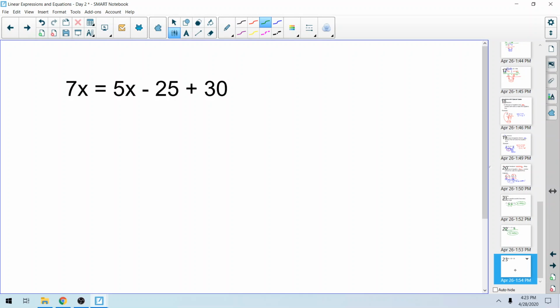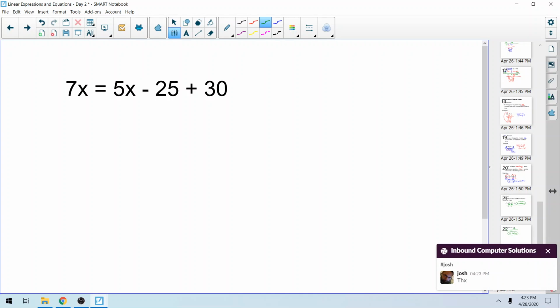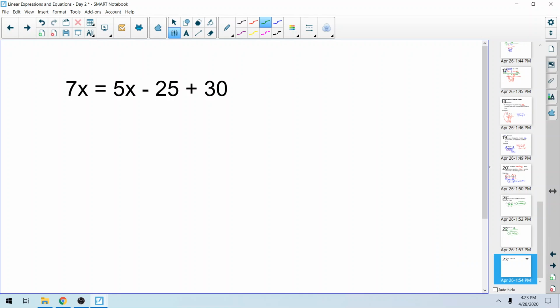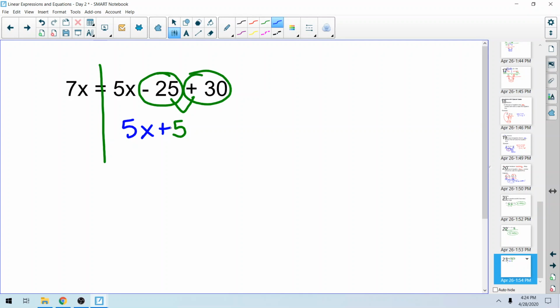Last but not least, 7x equals 5x minus 25 plus 30. So, distribute? No. Combine like terms? Yes. If you take a look at the right side of your equation, you have a negative 25 and a positive 30. So I'm going to combine those. Negative 25 plus 30 is 5. Then I'm going to bring down my 5x, and I have a plus 5 because it was positive. And then over here, drop down your 7x.